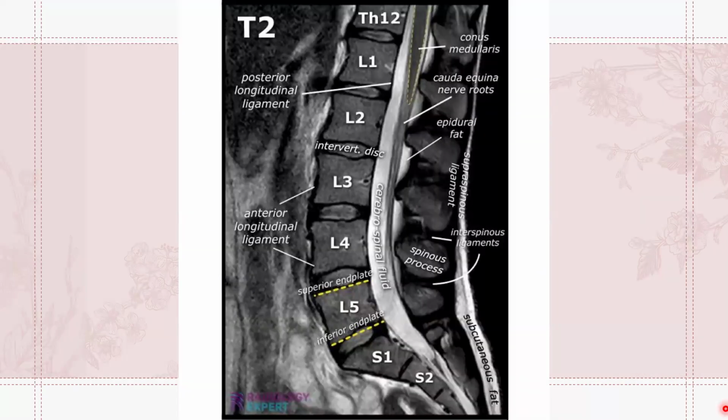This is another image of MRI T2 sagittal view. This is the vertebral body with the intervertebral disc between them, superior and inferior end plate, anterior longitudinal ligament, and posterior longitudinal ligament, ligamentum flavum, interspinous ligament, and supraspinous ligament.